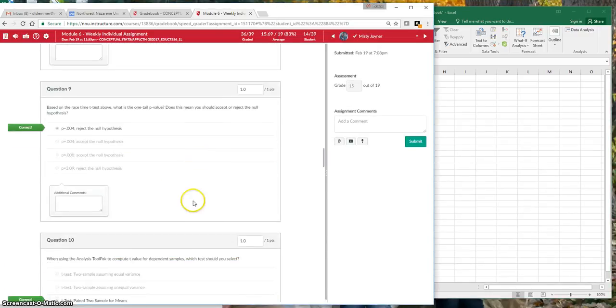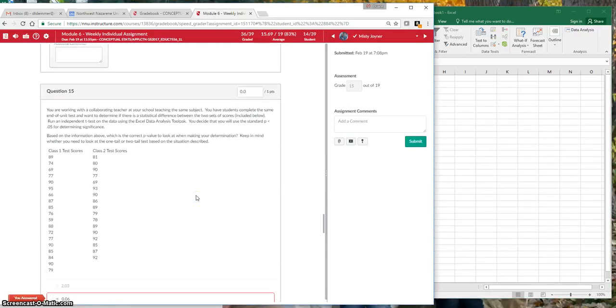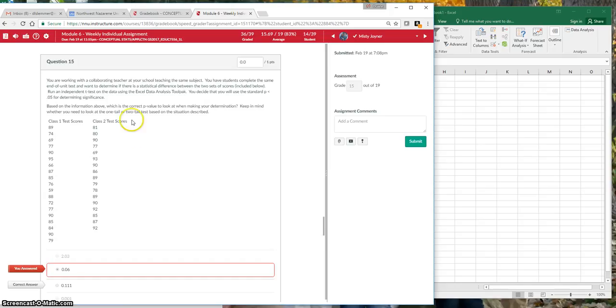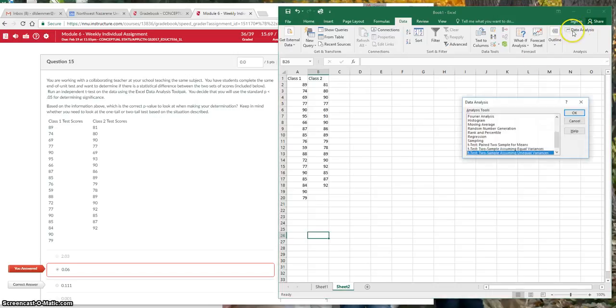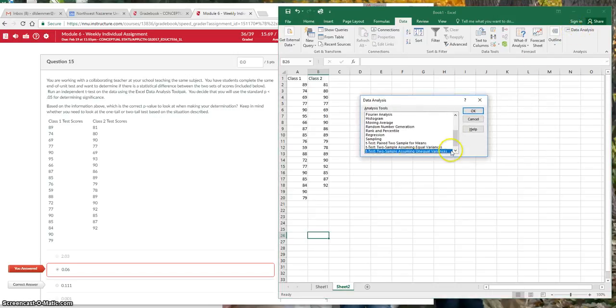Scrolling down, the other question you had was on number 15, I believe. And again, kind of similar, where we had a question with two groups of scores. And we, again, need to run a t-test and look at the correct value. So to do that, I'm going to go to my sheet 2 here. And so we're going to run, again, a statistical analysis. To run this, again, it's going to be the unequal variances.